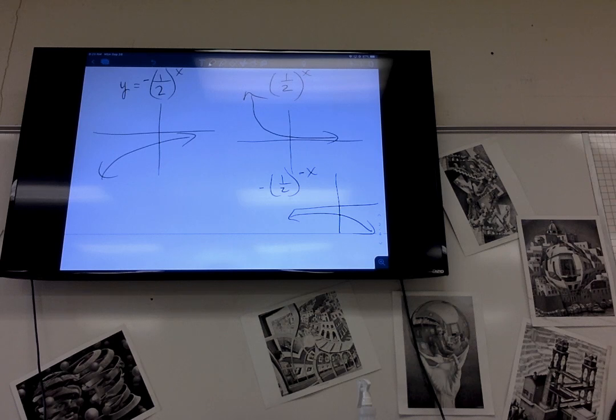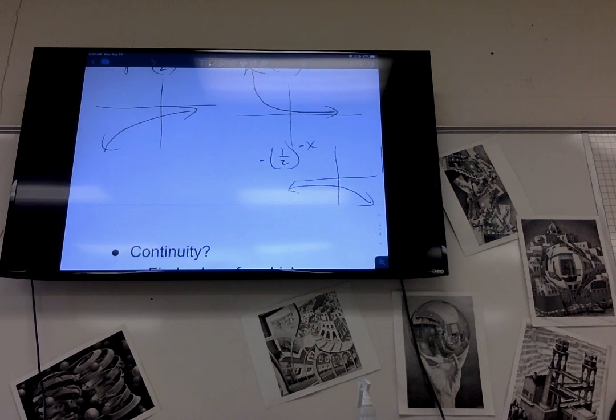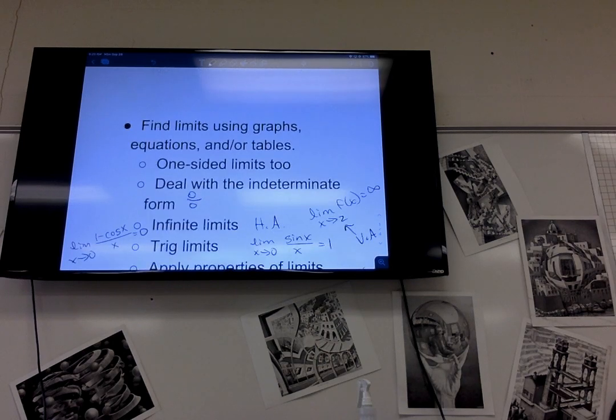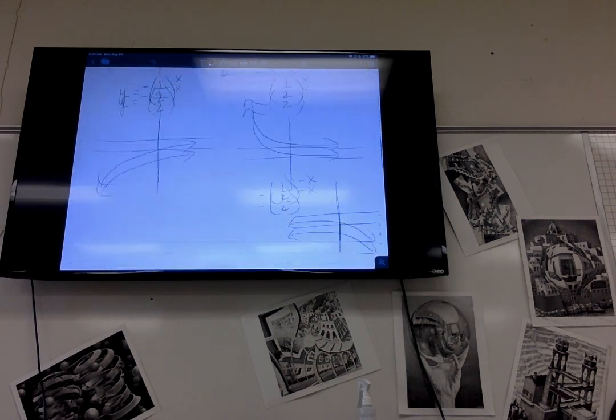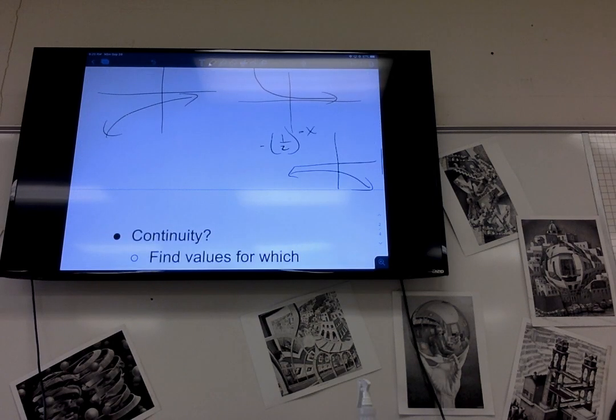And the only reason you'd really need the graph is A, if I asked you to graph it, which you could bet would not be on the calculator part. Or B, if I asked you what are the limits. Like for this one, the limit as x approaches infinity would be negative infinity. The limit as x approaches negative infinity would be 0.